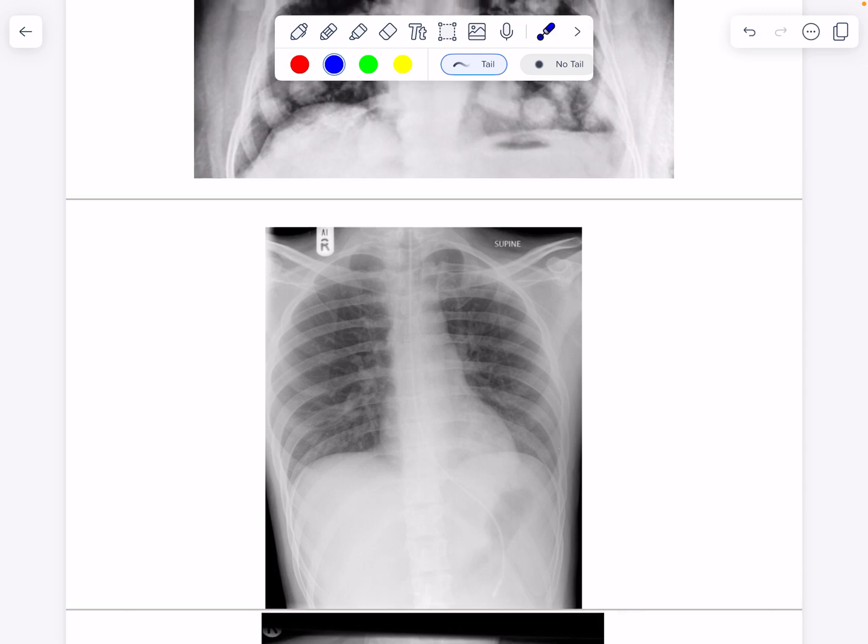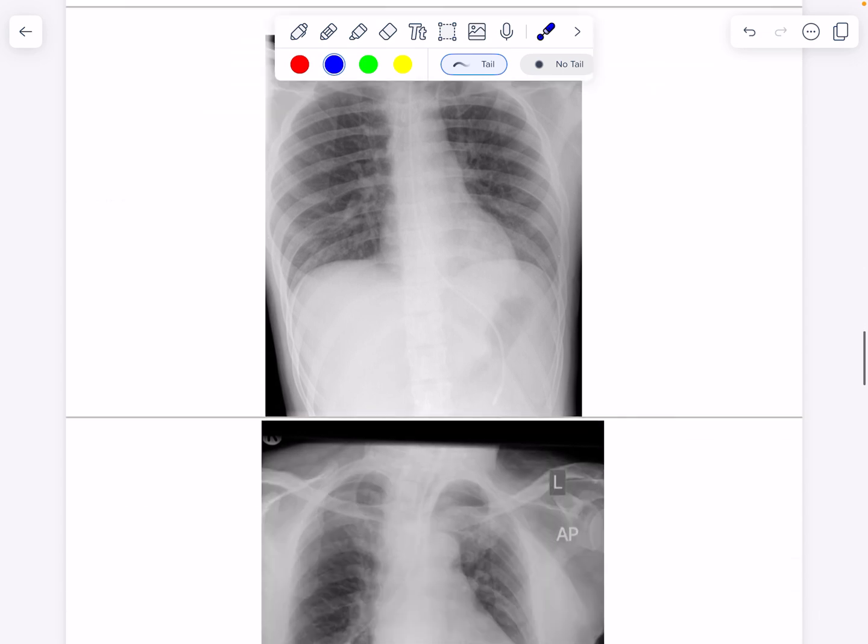Have a pause, see if you can work out what the problem is. I'm going to tell you. If you follow this down, this here is the NG tube. And the NG tube comes down and goes all the way into the stomach, which is fine. Going on to the next chest x-ray.